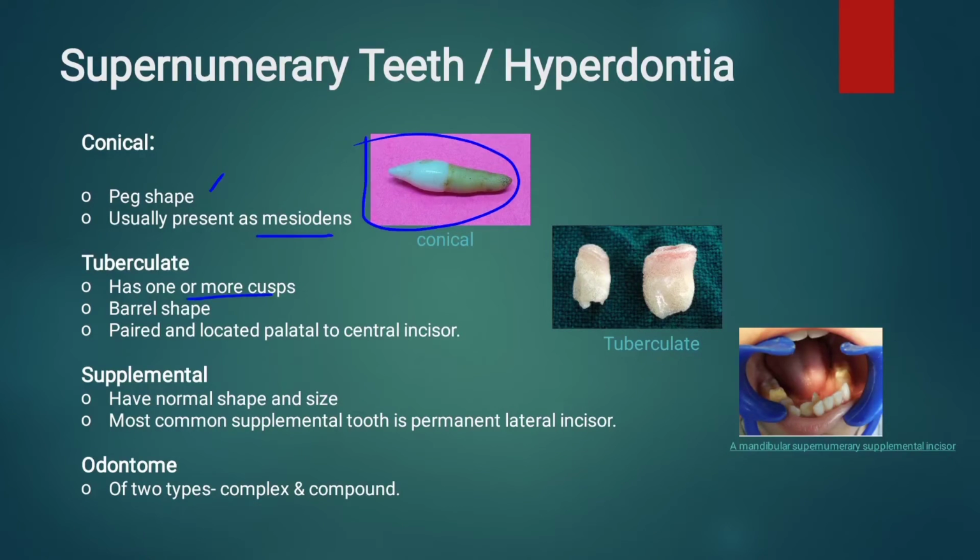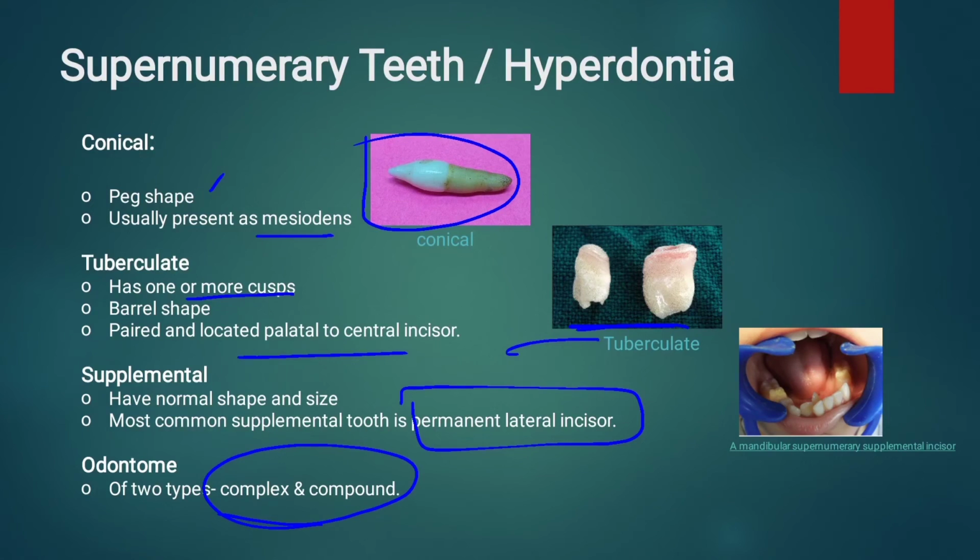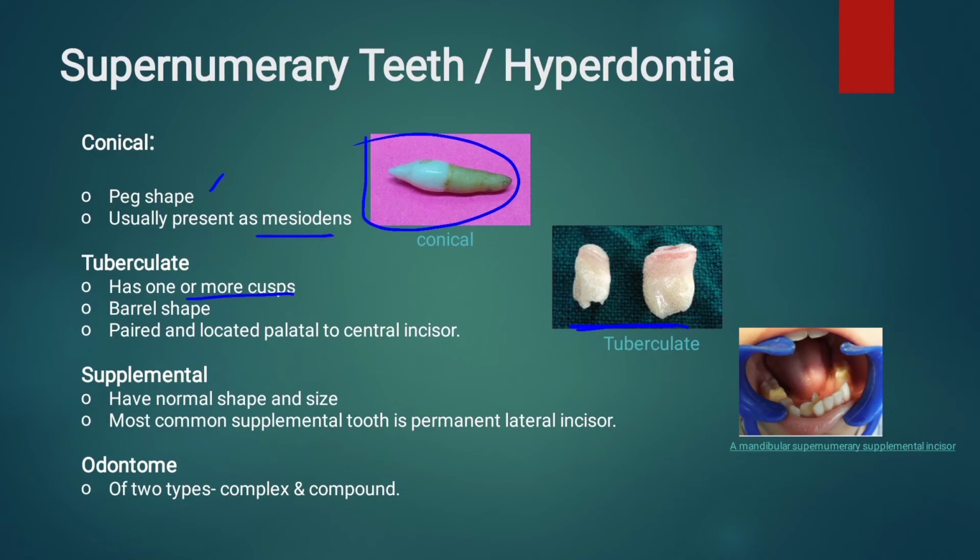Tuberculate has one or more cusps. You can appreciate it here. It is barrel shaped, paired, and located palatal to the central incisor. Supplemental have normal tooth shape and size. The most common supplemental tooth is the permanent lateral incisor. Odontome we will study in the future. Odontomes are of two types, complex or compound odontome, which we will study later.